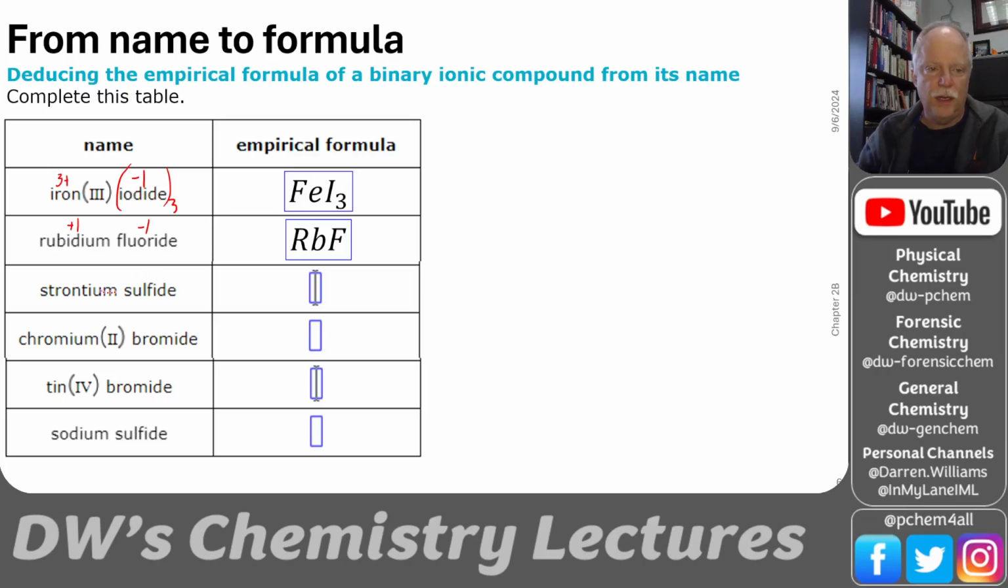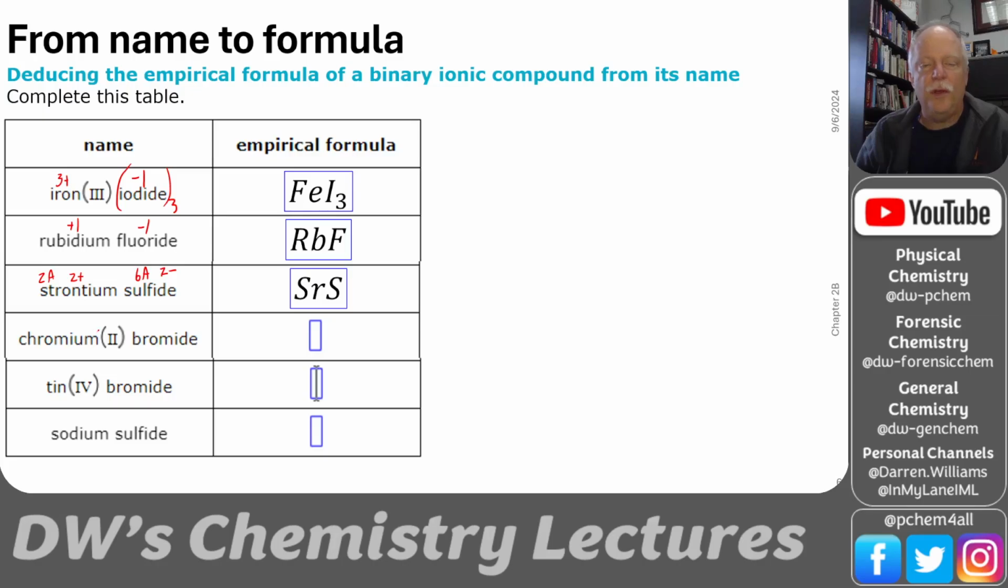Strontium sulfide. I look at strontium. It's in group 2A, so that's a 2+ ion. Sulfide is in group 6A, and so that's going to be a 2-. And so those match. So I just have SrS.